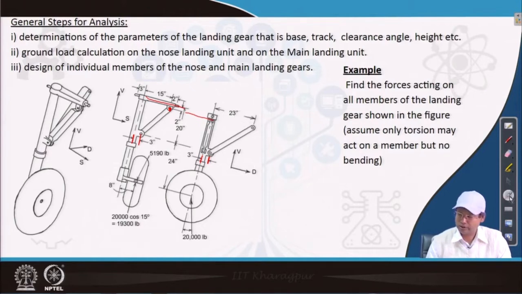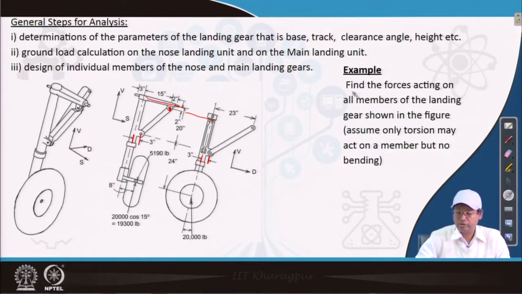Other things, if we see the general description and general steps for analysis: determination of the parameters of the landing gear, that is base, track, clearance angle, height, etcetera; ground load calculation on the nose landing unit and on the main landing unit; design of individual members of the nose and main landing gears. This is about overall landing gear analysis.